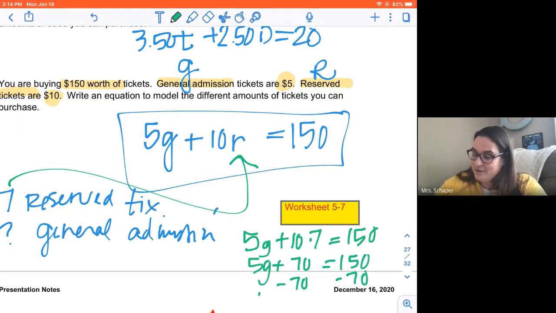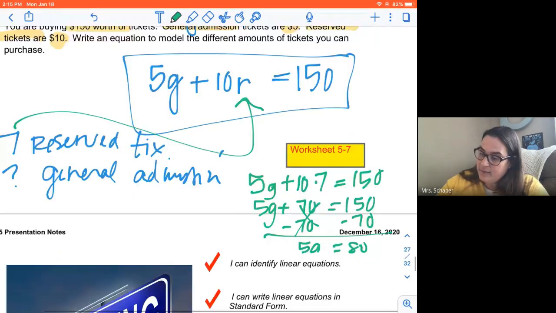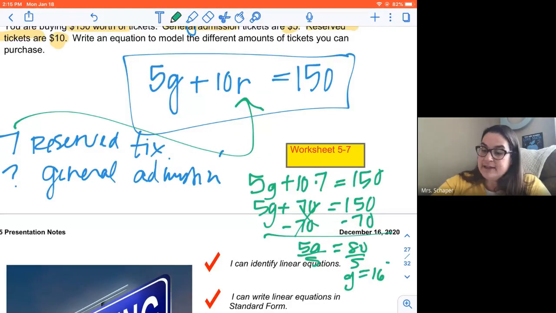All right, so we're going to cancel these out. So 5G is equal to 80, and I can divide everything by 5. So G equals 16. So that's another piece that you can work with.